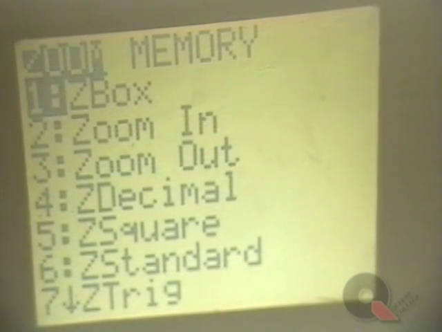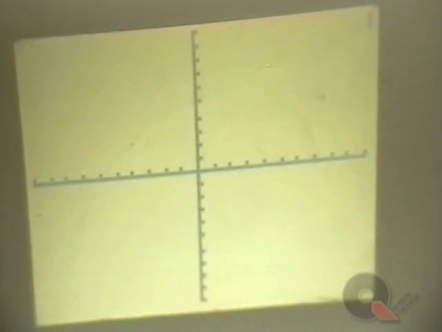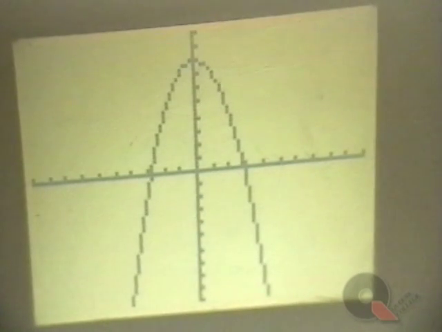If I hit 4, well, let's start with 6. 6 is the standard viewing window. If I hit 6, it will immediately graph y equals 8 minus x squared, which of course we recognize as a parabola, on the standard viewing window. If you want to know what the standard viewing window is, if I hit window, this will tell me what my current window is.